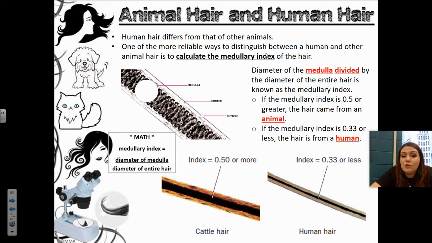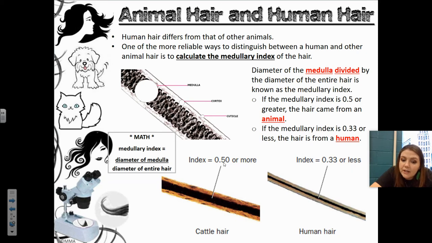One of the more reliable ways to distinguish between a human and an animal, for one, sometimes they just look different. But two, if they look a little similar to ours, like dogs, cattle that have a little bit more similar look to the hair, what you have to do is calculate the medullary index. Now what that is, you take the length of the medulla, so literally measure the whole diameter of the medulla, that's the inner core part, measure it, and divide it by the diameter of the whole hair strand. So measure the medulla, divided by the whole width of the hair.